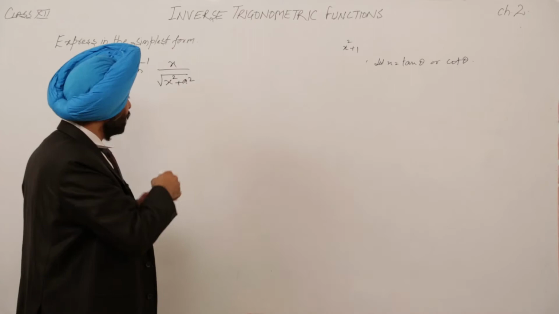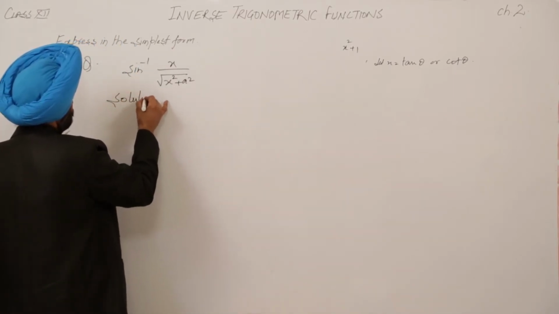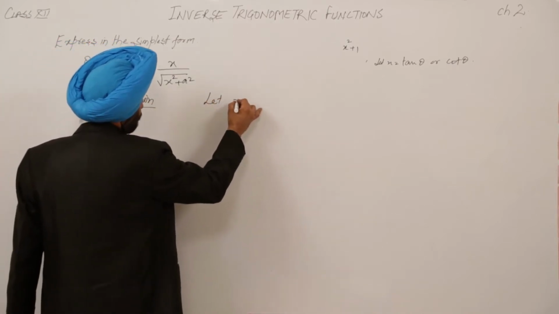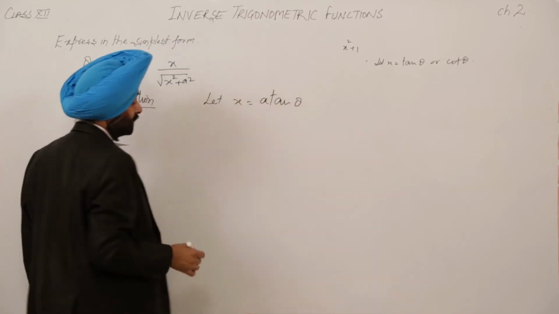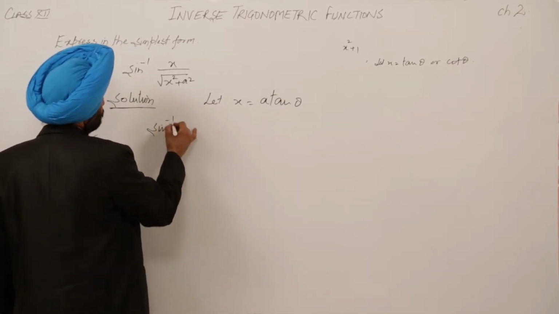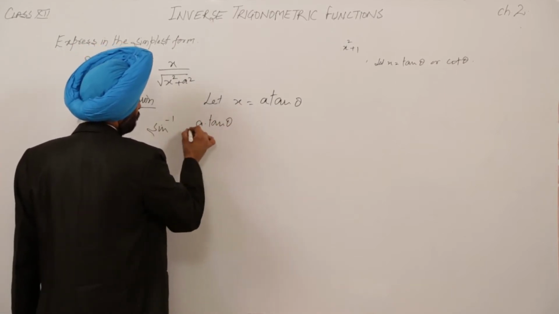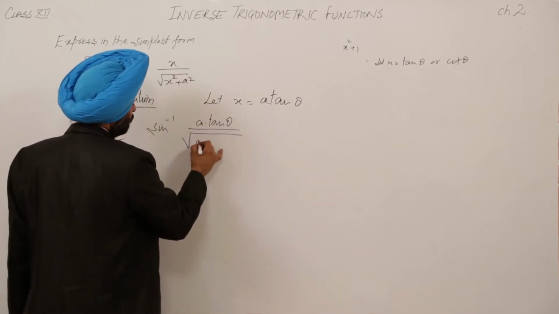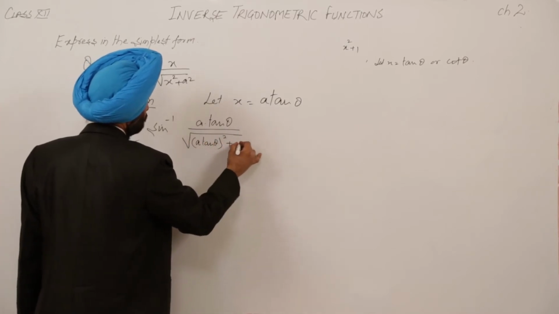So we are moving on with our question, but now in place of 1 here we have a square. Now check what I am taking here. Let x is equal to a tan theta. I have taken a tan theta. Now why a? All of you must have understood why I have taken a. Now here it becomes a times tan theta upon the square root of, in place of x, now I am putting a tan theta, whole square plus a square.